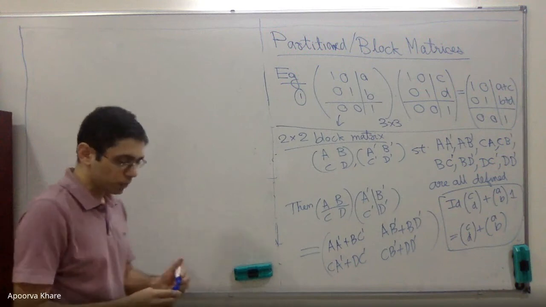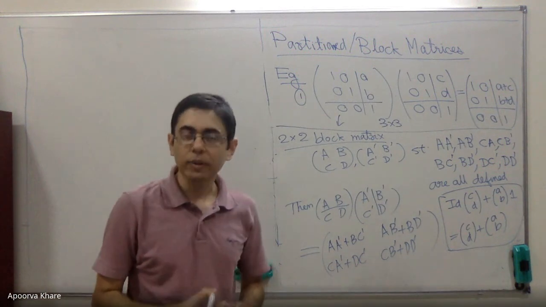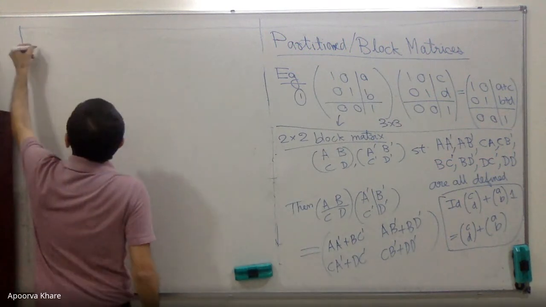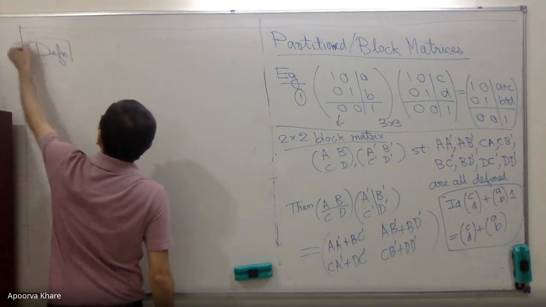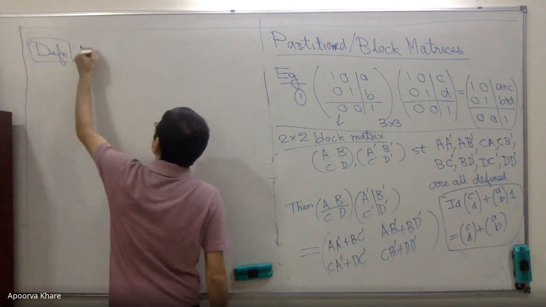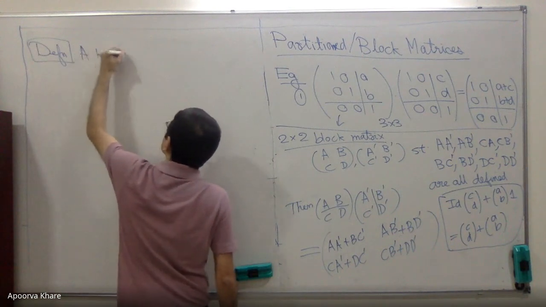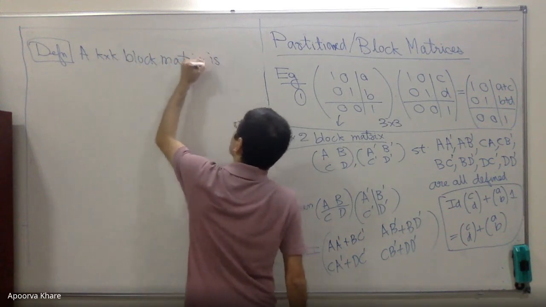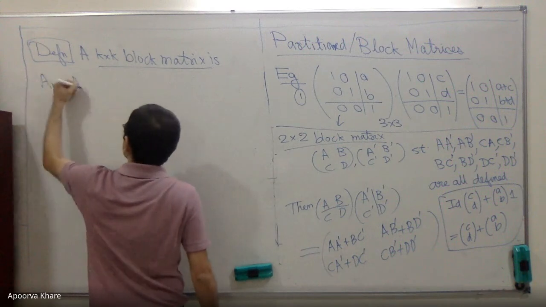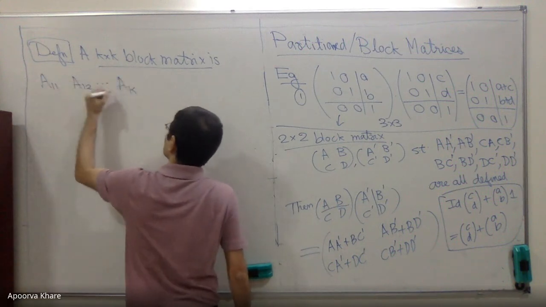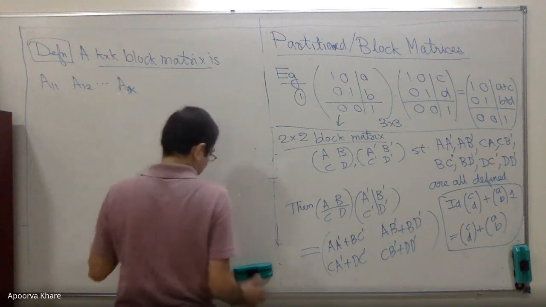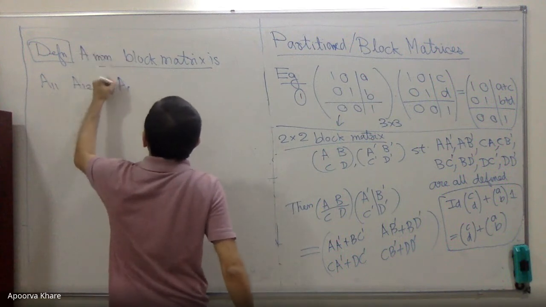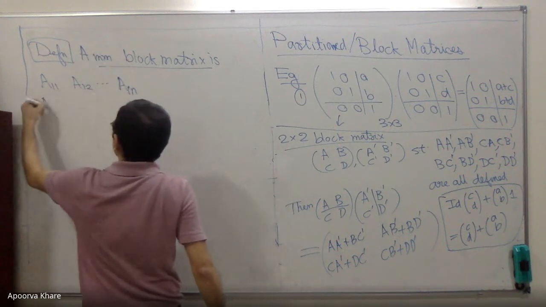So just as I told you that the product of two diagonal matrices is diagonal, or triangular matrices is triangular. So let me first write the definition and some properties. Definition: a block matrix is something like this: A11, A12, A1K. Sorry, why should I say K by K? I should say M cross N. A21.